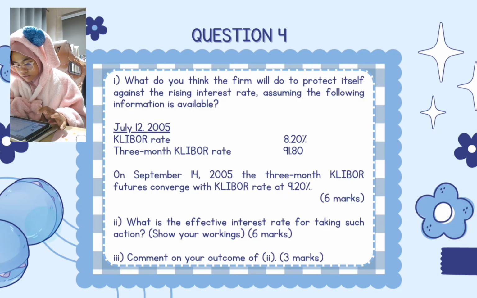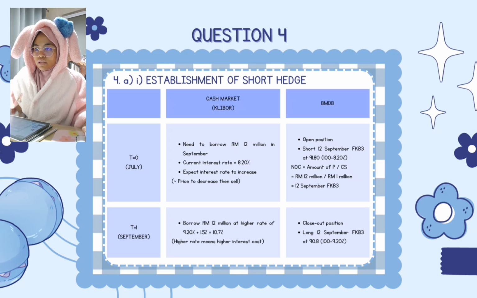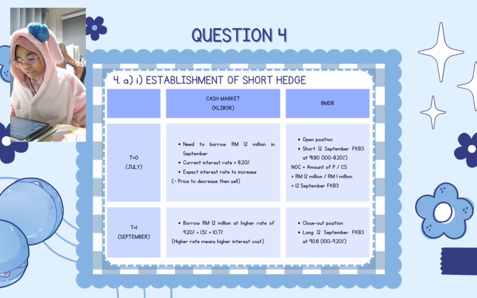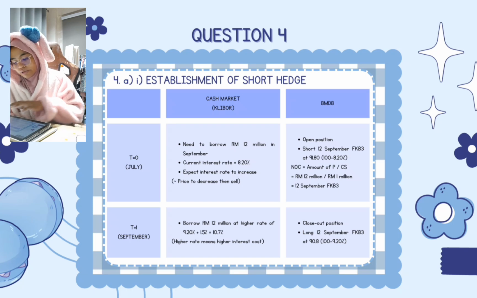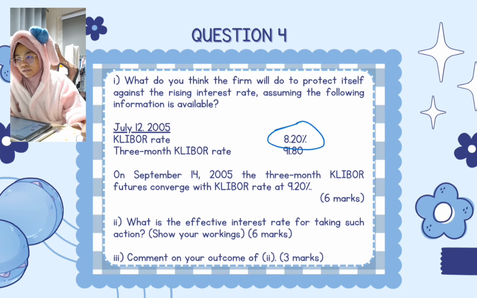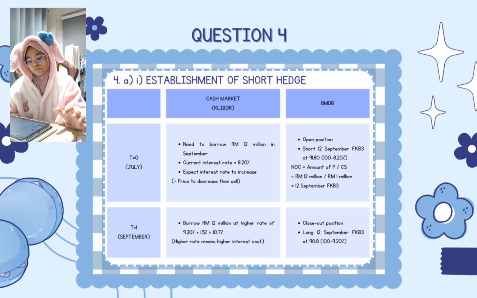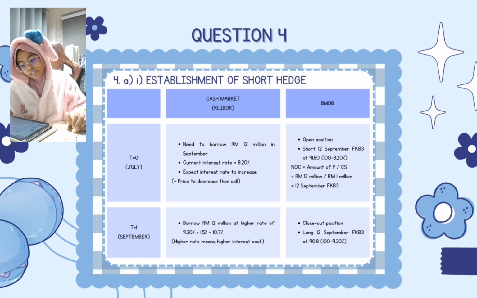So this is the establishment of a short hedge. On T0, in the cash market, the firm needs to borrow RM 12 million in September. The current interest rate is 8.20%. Next, the expected interest rate is to increase, so the price index will fall and hence selling is recommended.